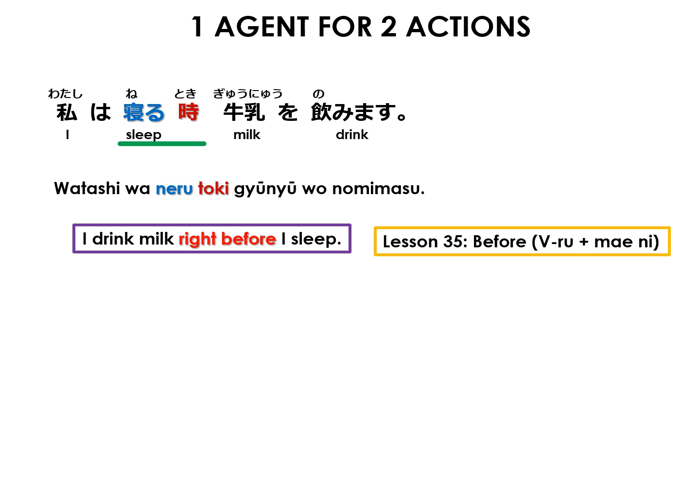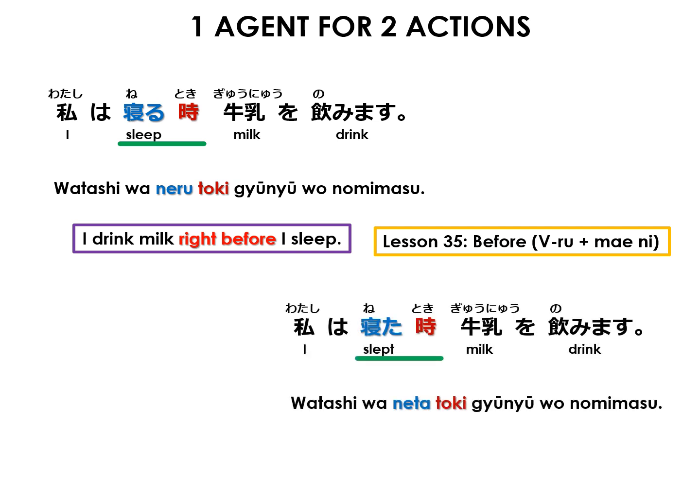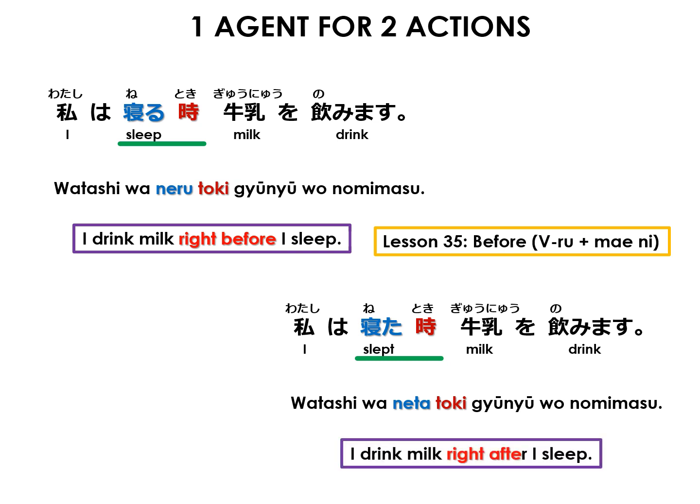Now let's contrast this to Watashi wa neta toki gyūnyū wo nomimasu. Now we have neta toki, and V1 is in the plain past tense. The meaning of this sentence is, I drink milk right after I sleep. Meaning, first thing you do upon waking up is drink milk. Very different meaning from the first sentence where we used neru toki.